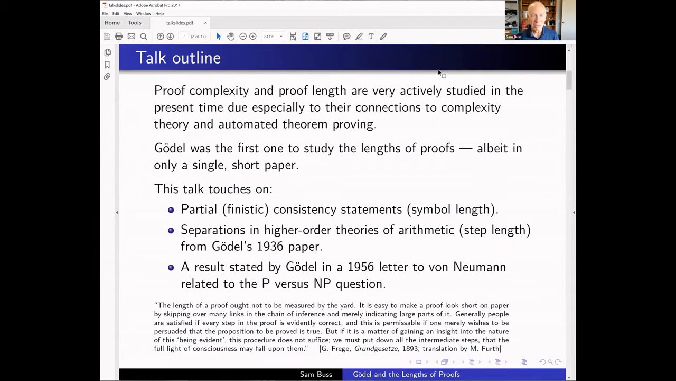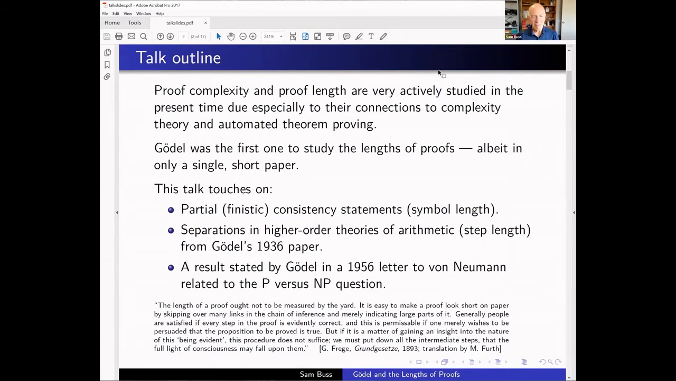And the first point I'm going to talk about, though, is something Gödel didn't discuss, but he could have, which is partial consistency statements or finitistic consistency statements for symbol length. And I'll get to all of these definitions in a minute.